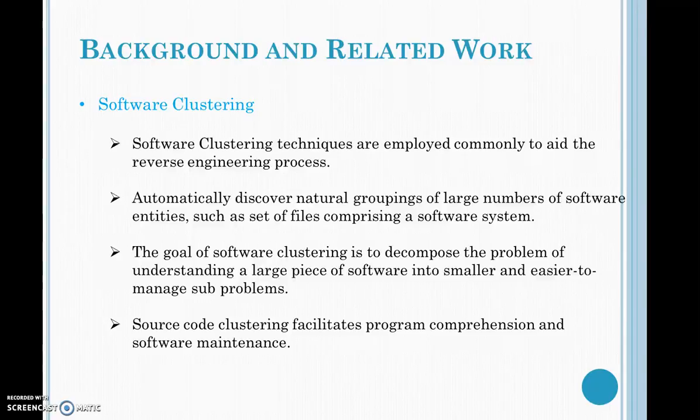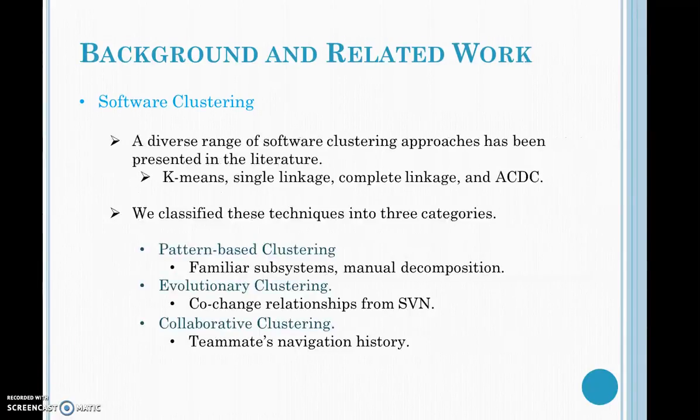And also there are many other benefits of source code clustering. Just to name a few, source code clustering facilitates program comprehension and software maintenance. A diverse range of software clustering approaches has been presented in the literature. These approaches differ in the underlying mechanisms. For example, deducing clusters from file and procedure names, computing a measure of structural similarity between software entities, minimizing the information loss during the grouping of entities, or treating clustering as an optimization problem.